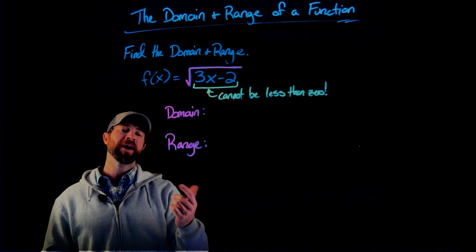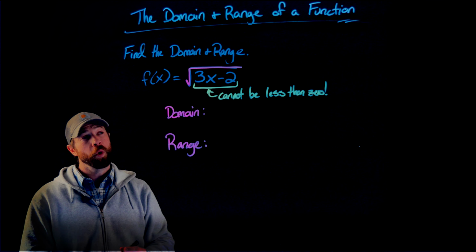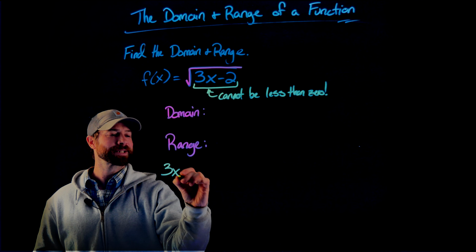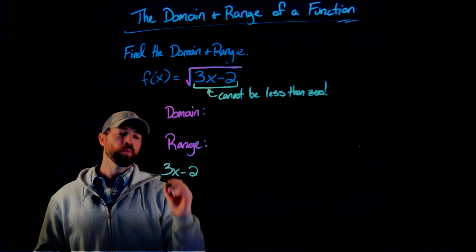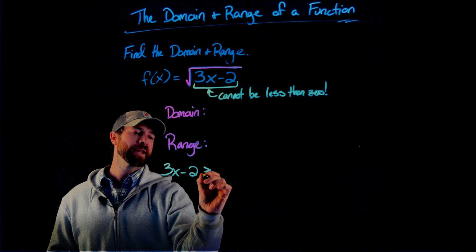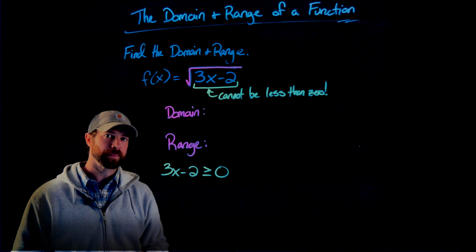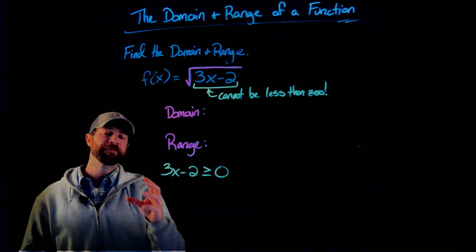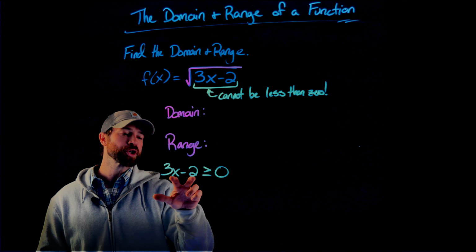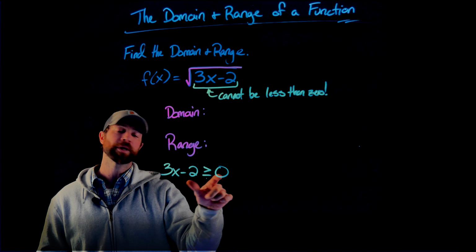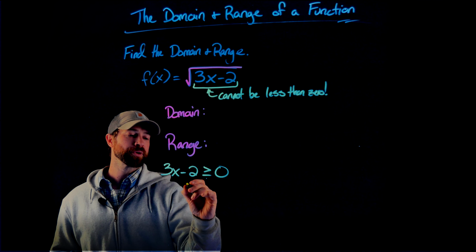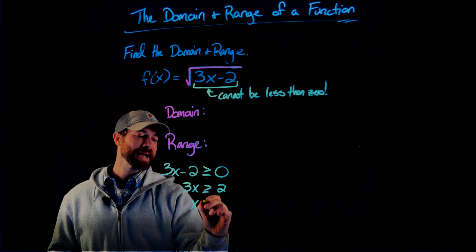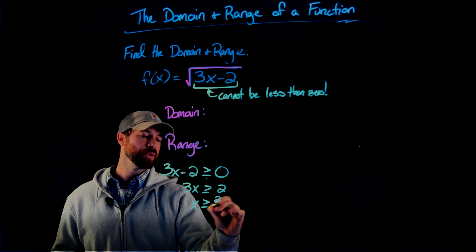If we want to find the domain for this function, what we need to do is take this expression, 3x minus 2, and we want it to be greater than or equal to 0. If we solve this inequality for x, we will find the x values that will make sure to output numbers greater than or equal to 0. I'll add 2 to both sides to get 3x is greater than or equal to 2, giving me x is greater than or equal to 2/3.